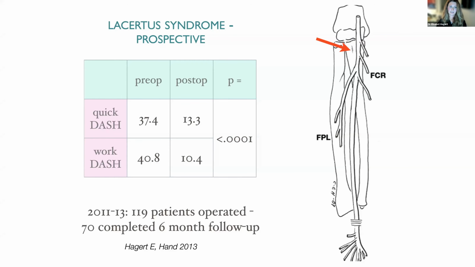I did a prospective study in 2013 where I looked at 119 patients that had been operated for Lacerta syndrome. 70 of these completed a 6-month follow-up. And what we could see was that the patients then had a QuickDASH and Work DASH around 40 and post-op around 10, which is a statistically significant improvement.